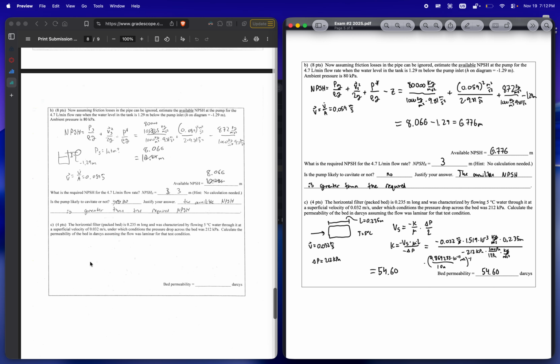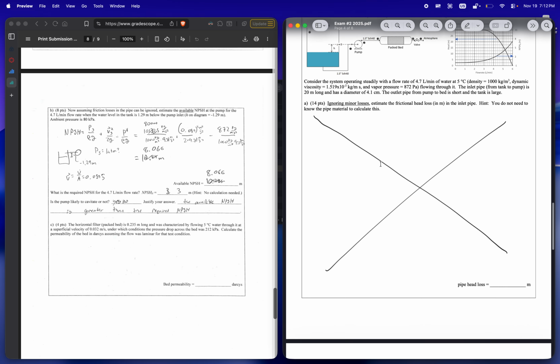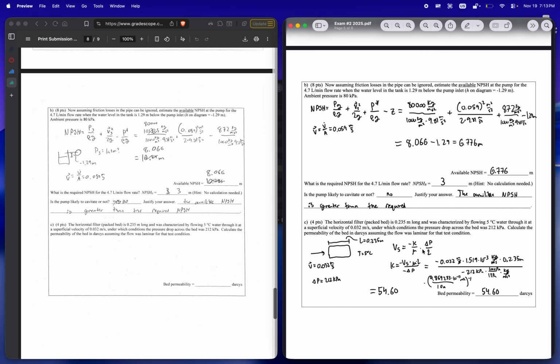Then for C, I didn't attempt this one on the exam. Here, the fluid is flowing through the porous bed at this length, at this speed. This is the pressure drop. The viscosity is given in the problem statement from right over here. And we just rearranged this equation to calculate the permeability. And this will get us in meters squared.